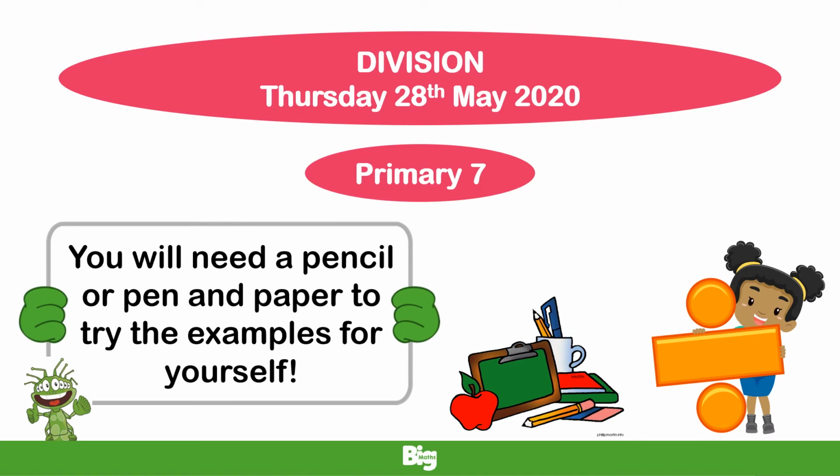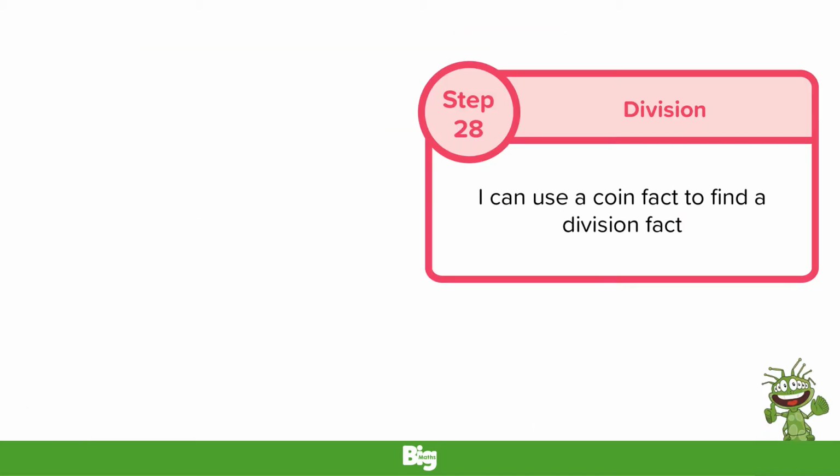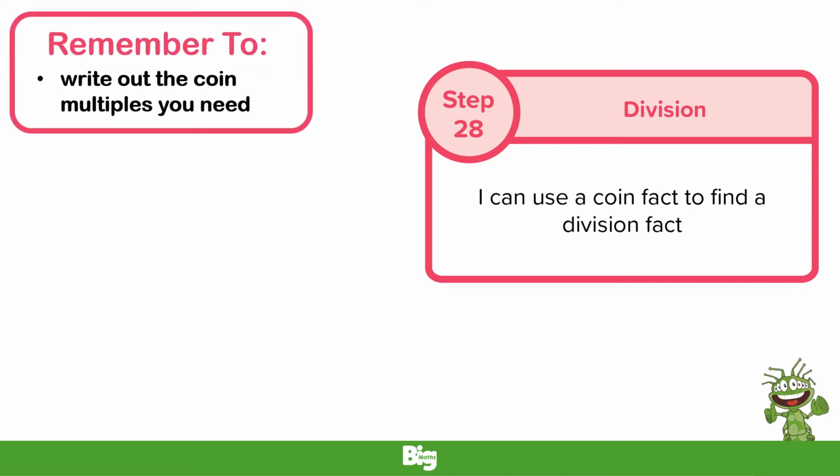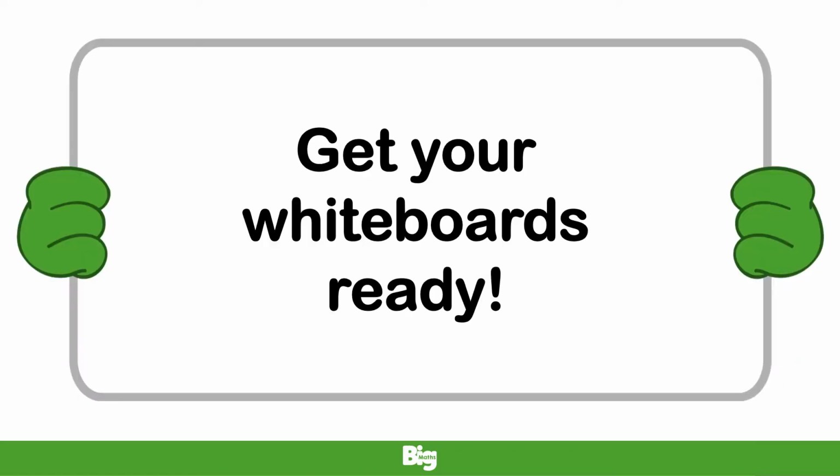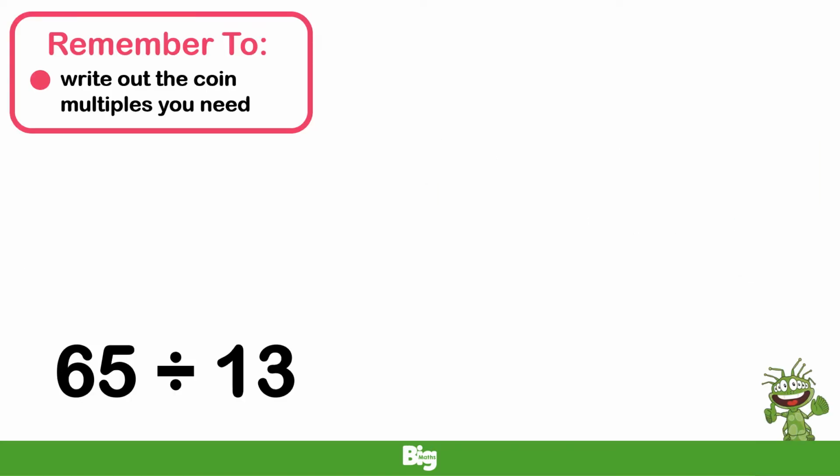You're going to need a pencil or a pen and some paper to try the examples for yourself. Today we're thinking about dividing by 2-digit numbers. So we're going to use our coin facts to help us to find some division facts. And the first one we're going to do is 65 divided by 13. So get your pen and paper ready.